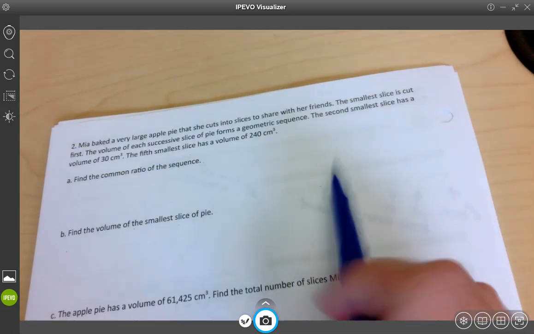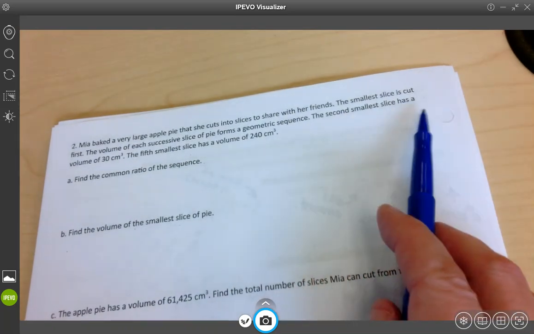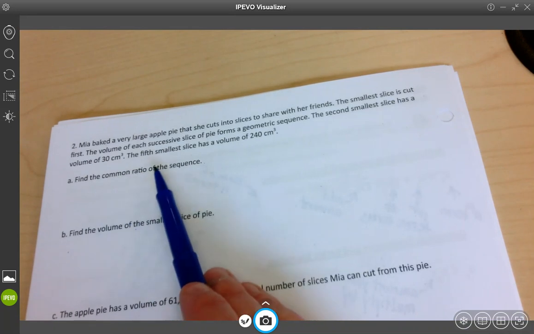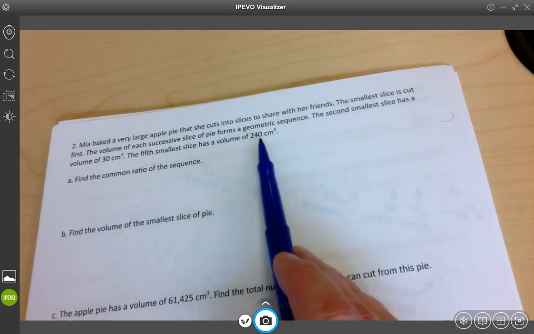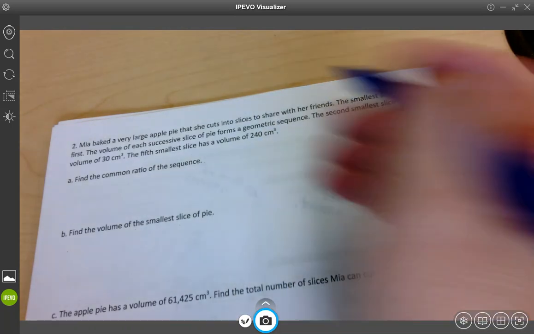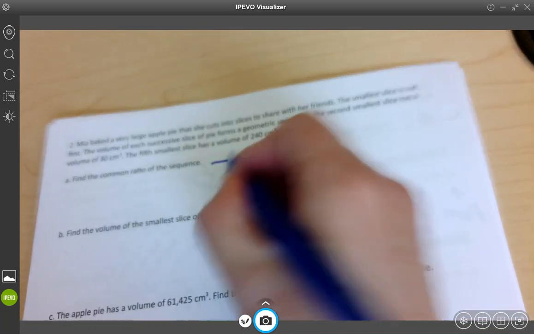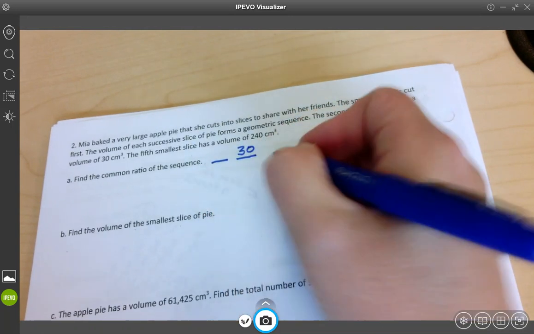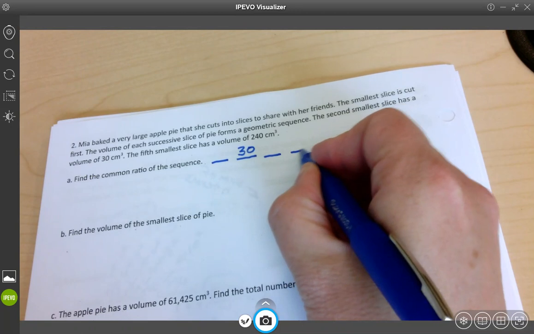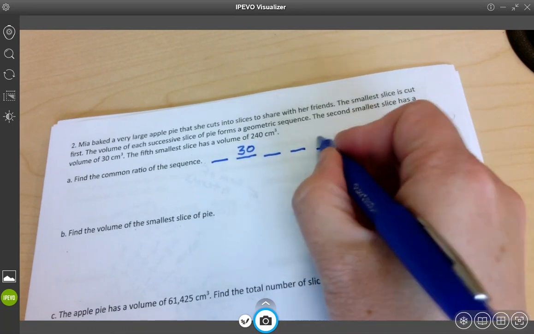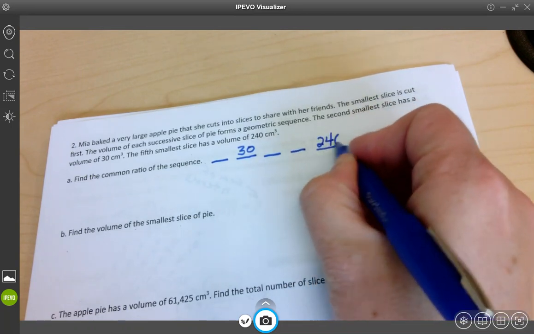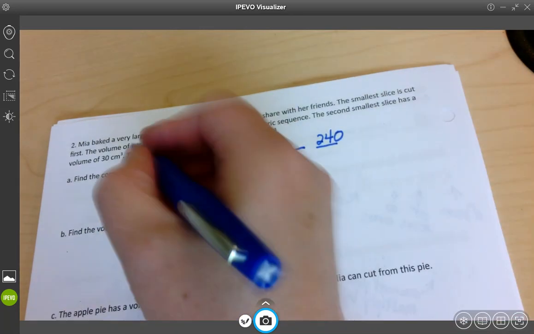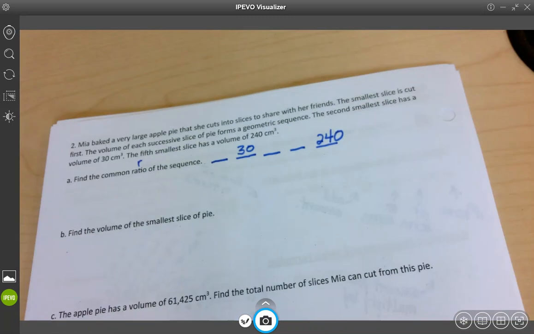I don't know. The second smallest slice has a volume of 30 cubic centimeters. And the 5th smallest slice has a volume of 240 cubic centimeters. So let's try to look at those numbers. That's the first, and then the second was 30. Then I've got the 3rd, the 4th, and the 5th, and the 5th was 240. All right, so see if you can use those numbers to find the common ratio. That's the R. That's the number you're multiplying by each time.